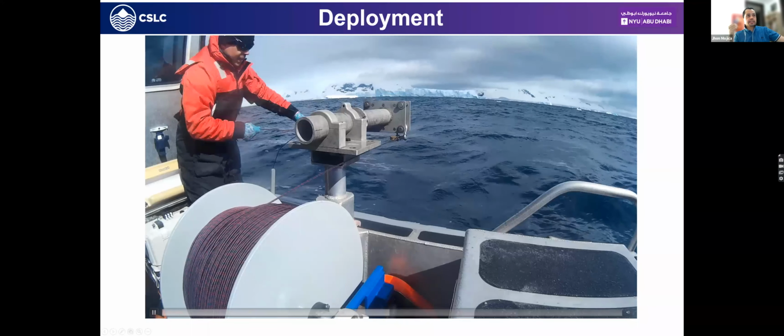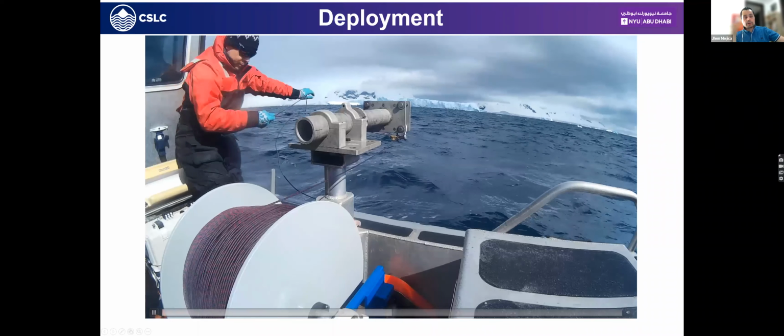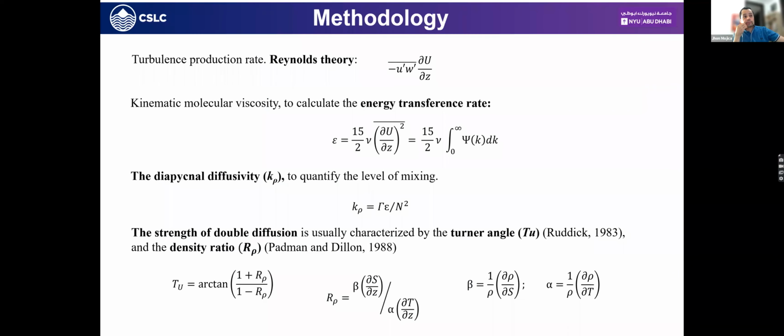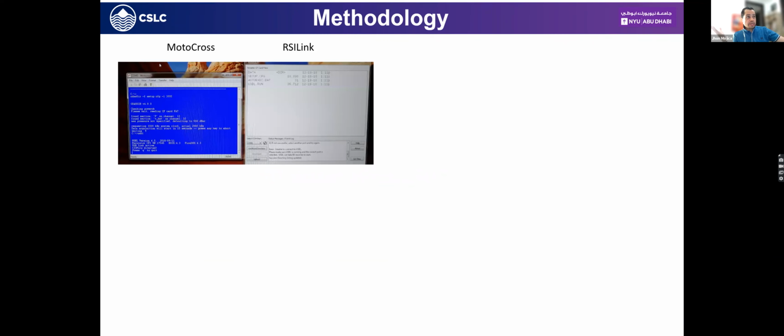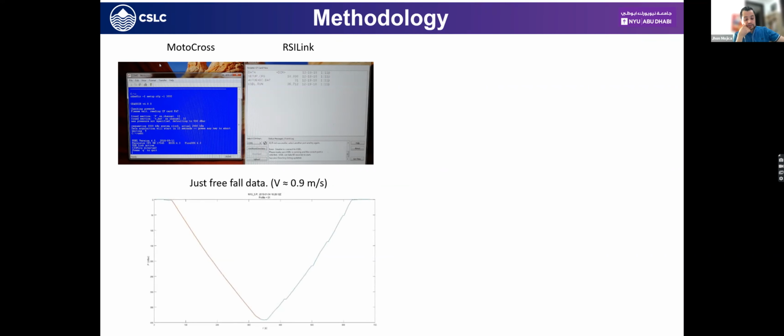Here, just in general, are the general equations and theories that we are following for these calculations. We use MATLAB and AirSync to process the data recorded by the MP. Also, as I already mentioned, we just use the freefall data.